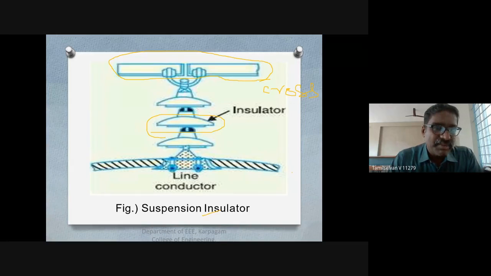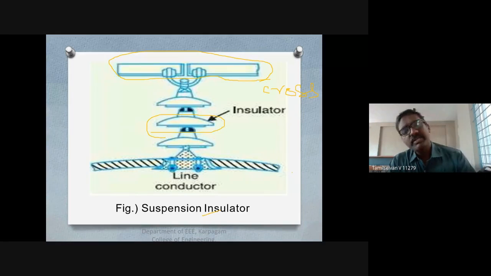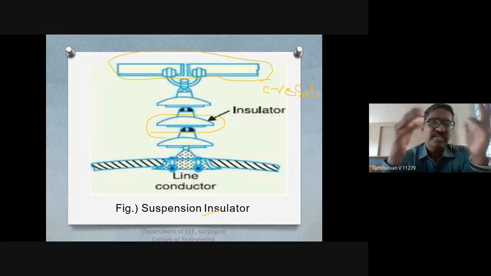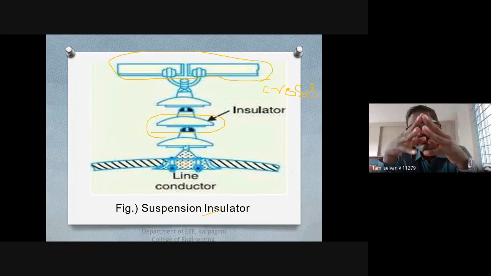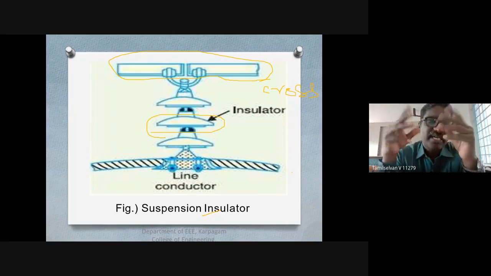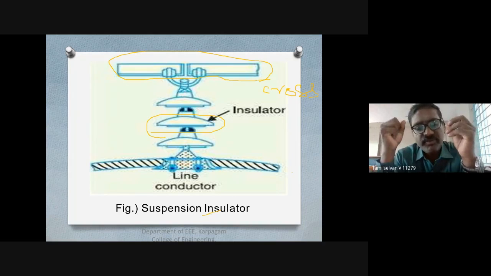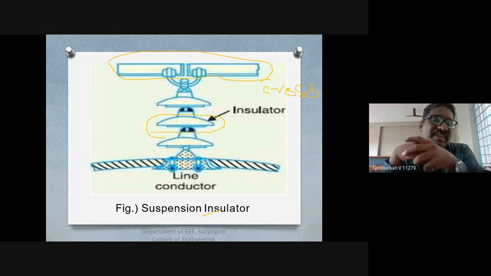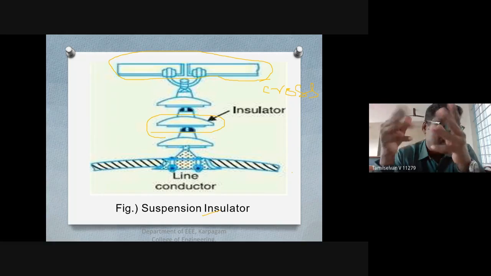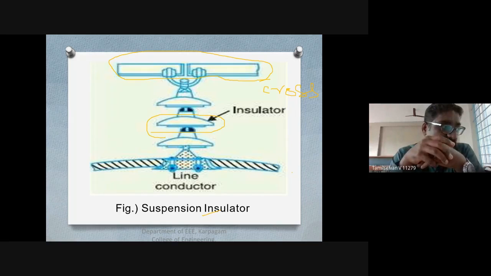Normally for the steel tower, I think in the last session of module 2, we have seen the different types of structures and the types of towers. We classified them into two major categories: one is an electric pole, another is an electric tower. For the steel tower, we go for this type of suspension type of insulators.